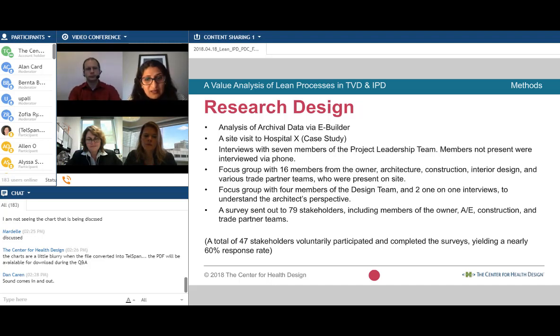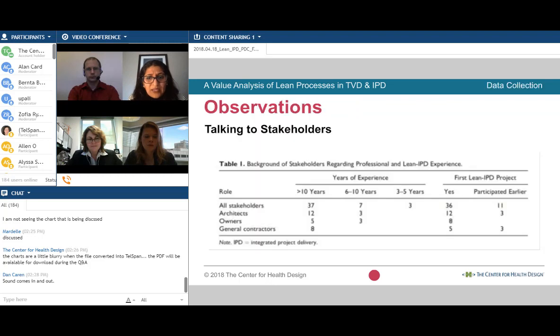We visited the site, of course. We interviewed key members of the project leadership team, either by phone or in person, conducted focus groups, both with the owner, architecture, and construction teams, as well as the design team. And then we sent out a survey to 79 stakeholders, and we had a 60% response rate, which isn't bad.